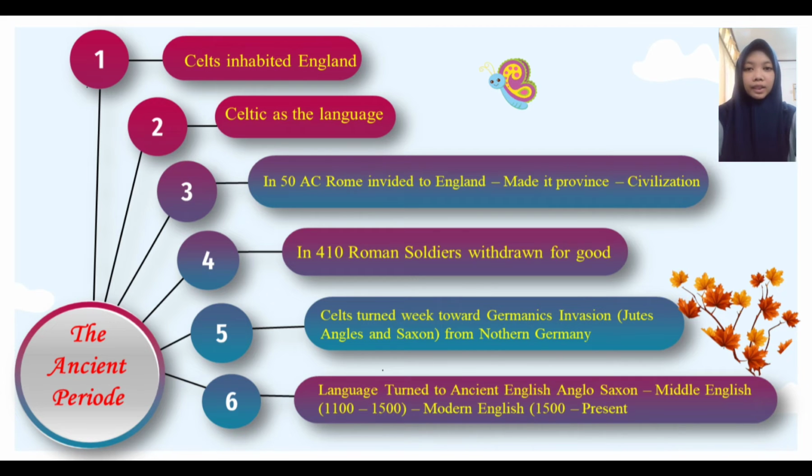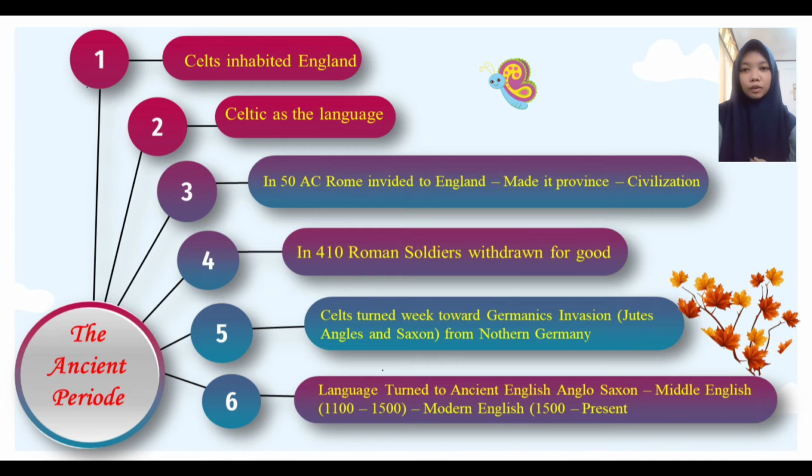Number three, in 50 AD Romans invaded England and made it Roman civilization. So in 50 Masehi, the Roman army occupied England permanently and made it a province of the Roman Empire. Under Roman rule, the indigenous populations acquired civilization. Number four, in 410 Roman soldiers withdrew for good. In 410, the Roman army was withdrawn from England forever.